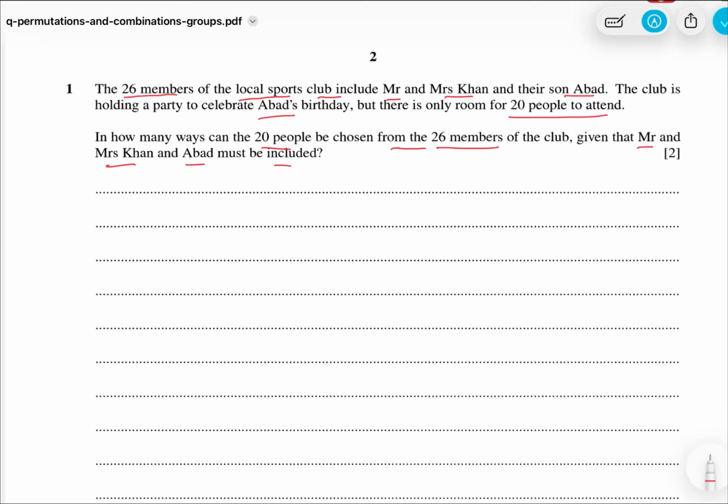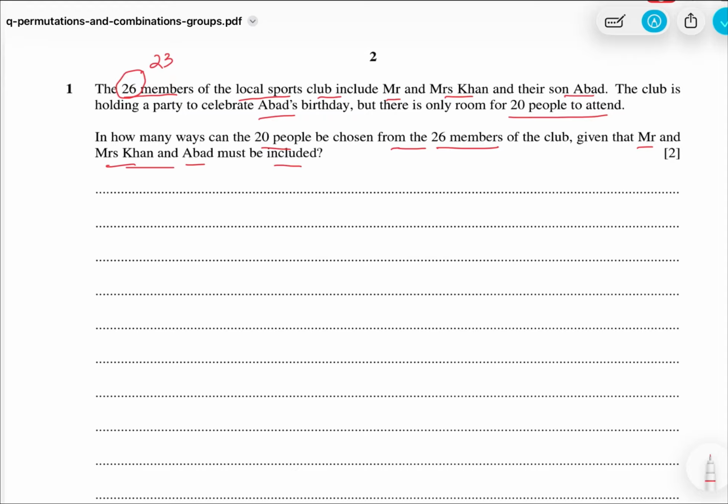Khan, and Abad must be included? Alright, we don't have a choice for them. These three must be included. How many members were in the club? 26. These three should be included, so 23 choices we have now.